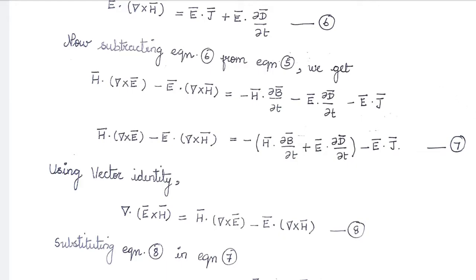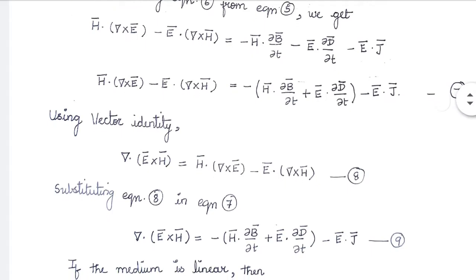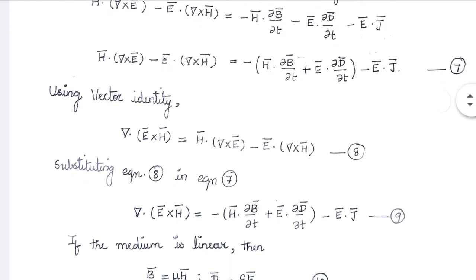Using a vector identity, del dot E cross H, which is expanded as H dot del cross E minus E dot del cross H, the left hand side of equation 7 reduces to del dot E cross H. So we get del dot E cross H equal to minus H dot dou B by dou t plus E dot dou D by dou t minus E dot J.